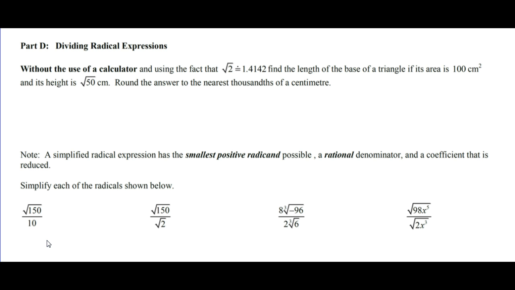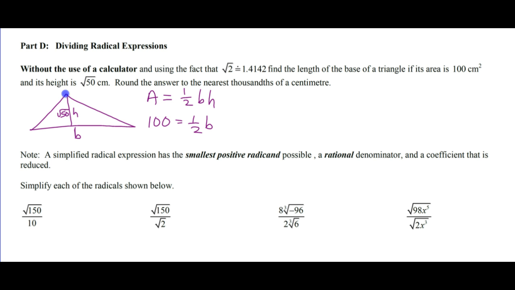Find the length of the base of a triangle if its area is 100 square centimeters and its height is root 50 centimeters. All right, so I'm just going to draw a little sketch. Throw root 50 in there. This is the base. This is the height. What do we know about triangles in area? 1/2 base height. We know that the area is 100. We know that the base, we don't know, and we know the height is root 50.